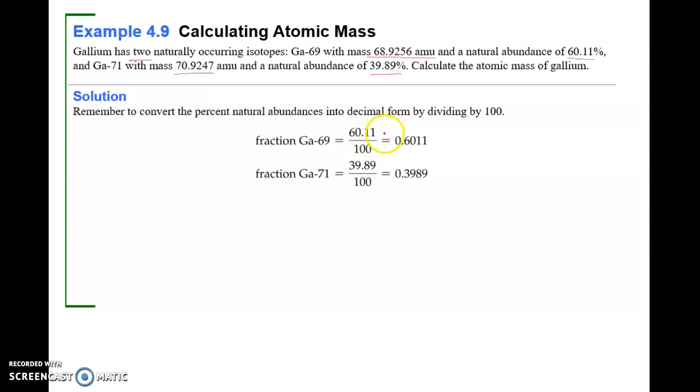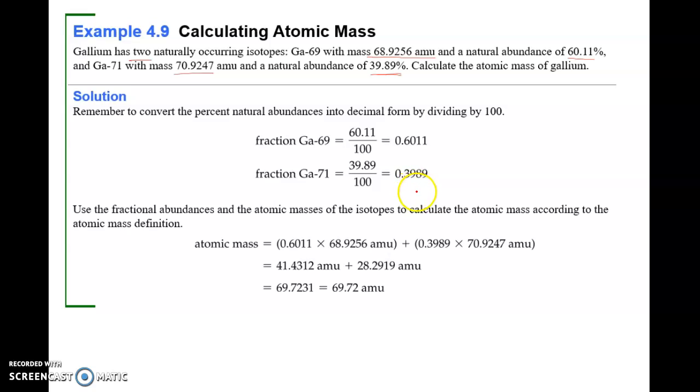So 60.11% divided by 100 is 0.6011. And then 39.89%, you divide that by 100, you end up with 0.3989. Okay, now you're going to take the decimal form, so 0.6011, and use that atomic mass unit for that one.